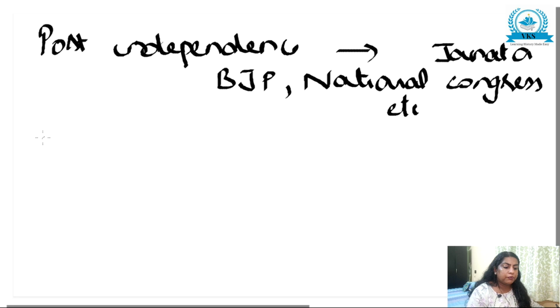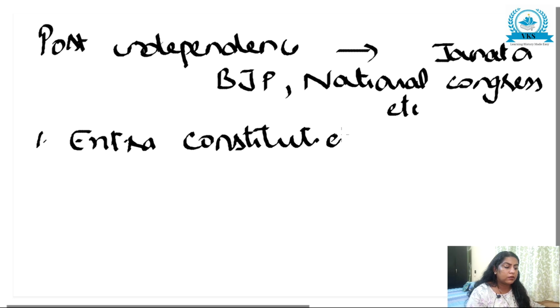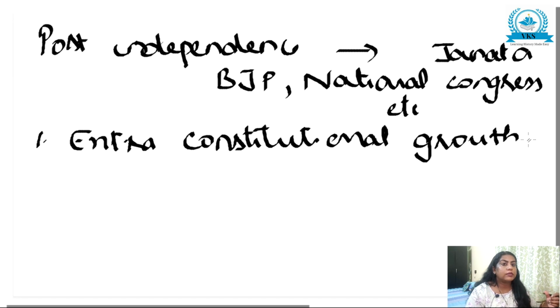First, we can see is extra-constitutional growth. According to Article 19 of the Constitution, all citizens have the freedom to form associations or unions. In the beginning, we have seen a political party is an organized group of people. So, based on this liberty, political parties were established.